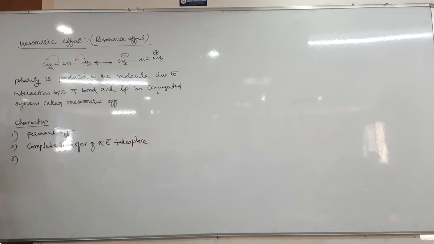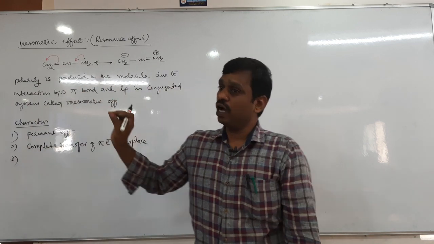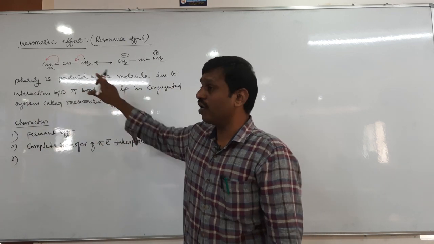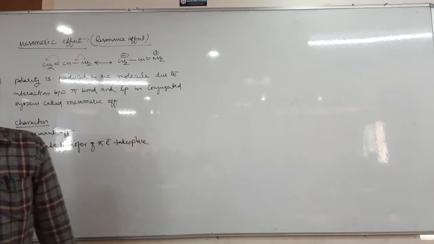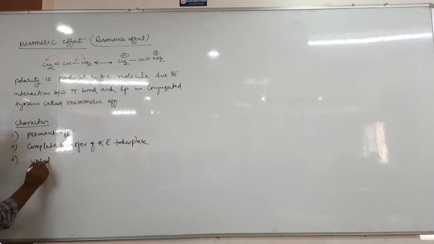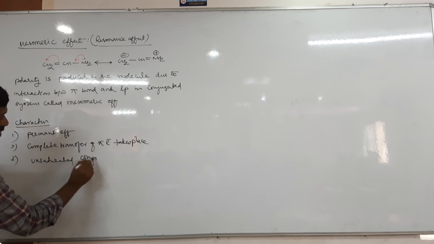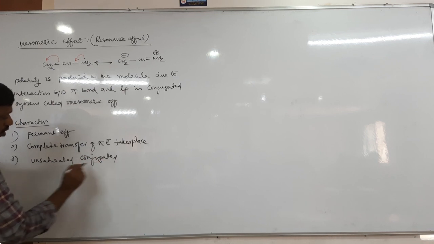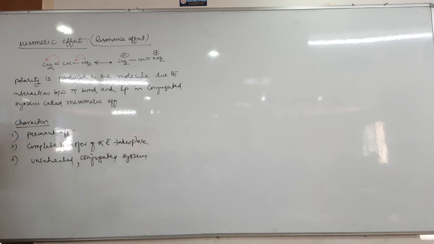Next, third one: whether it is observed in a saturated molecule or an unsaturated molecule. It must be observed in an unsaturated molecule having conjugation. There must be a conjugation. Therefore, it is observed in unsaturated conjugated systems only.